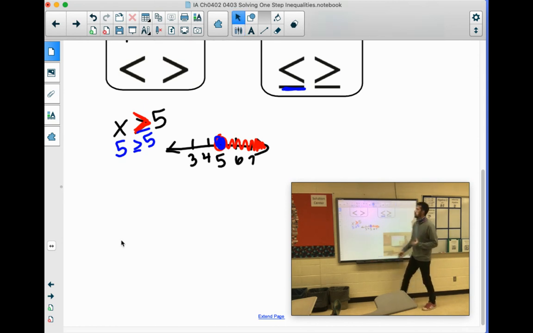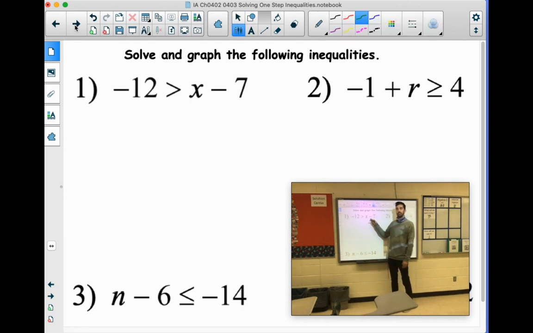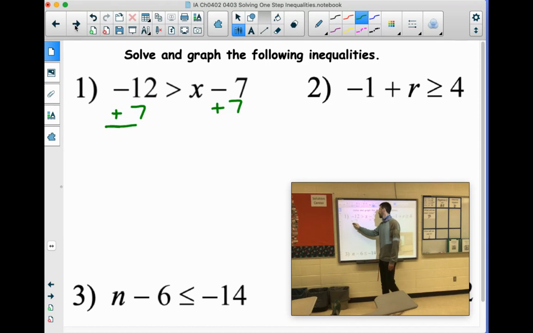So let's go ahead and try one of these out. Negative 12 is greater than x minus 7. You solve them just like with the equal sign. I'm trying to get x by itself, which means I have to get rid of minus 7. So we use inverse operations, like always. The opposite of minus 7 is plus 7. Now if you do it on one side, you have to keep it balanced and do it to the other side of the inequality as well.